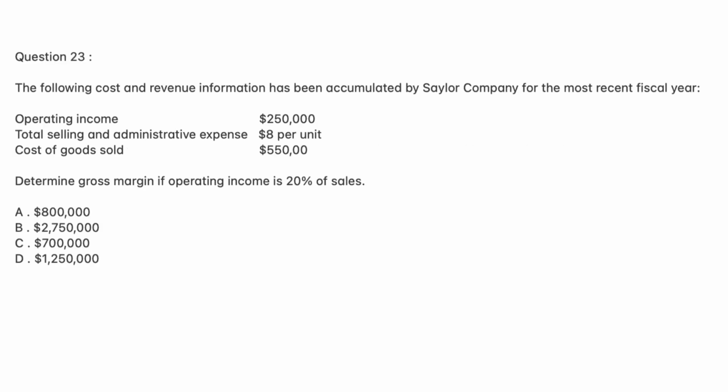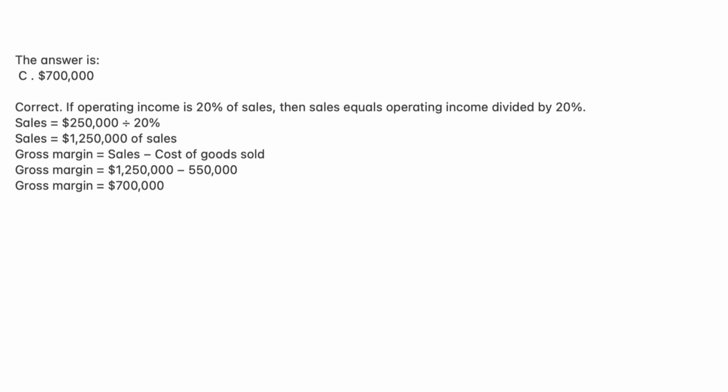Question 23. The following cost and revenue information has been accumulated by Sailor Company for the most recent fiscal year. Operating income $250,000. Total selling and administrative expense $8 per unit. Cost of goods sold $550,000. Determine gross margin if operating income is 20% of sales. A. $800,000. B. $2,750,000. C. $700,000. D. $1,250,000. The answer is C.